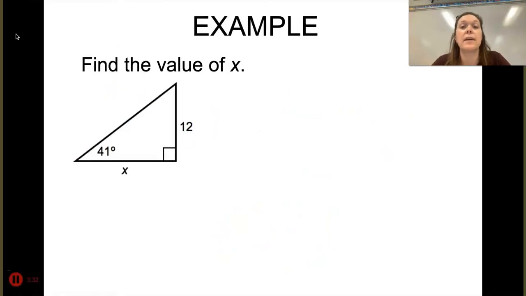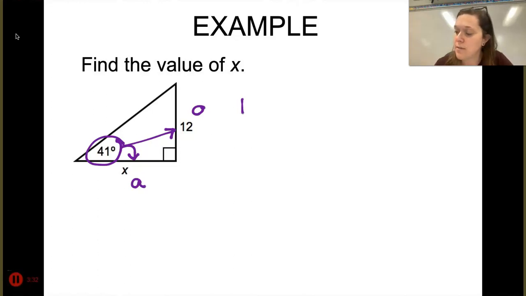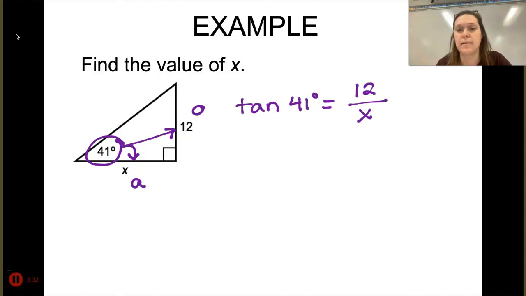Okay, so now let's use some trig to solve for an unknown side. Instead of having an A, now I have an actual angle here, 41 degrees. 12 is considered the opposite side, and x would be considered the adjacent side. So I have an opposite and an adjacent, so we're going to use the tangent. The tangent of 41 degrees is equal to opposite, 12, over adjacent length, which is x.